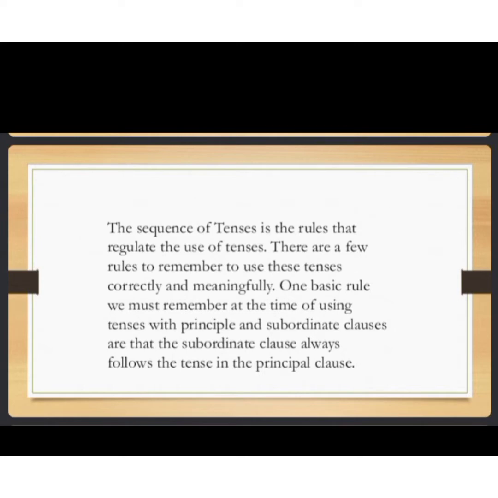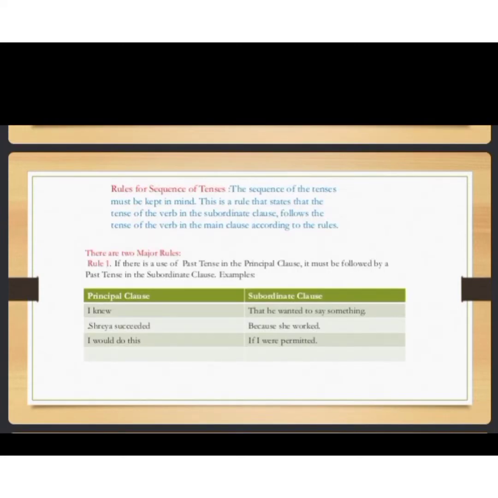Clear? Now, children, as I told you, you have to always keep the sequence of tense in your mind. That means we have to follow some rules. I told you that the tense of the verb in the subordinate clause follows the tense of the verb in the main clause, according to the rules. So there are two major rules. Rule 1 is, if there is a use of past tense in the principal clause, it must be followed by a past tense in the subordinate clause.